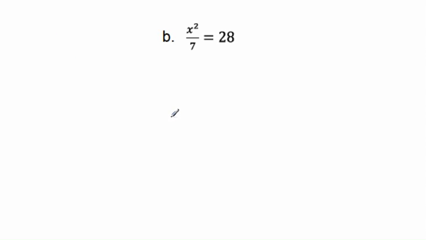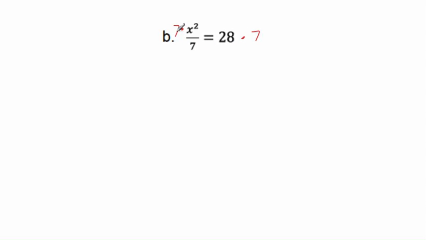Alright, we have x squared divided by 7 equals 28. So this time we have a 7 underneath the x squared. This fraction bar means division. So we have to get rid of the 7 first. So the opposite of dividing by 7 is multiplying by 7. So we're going to multiply by 7 on both sides.